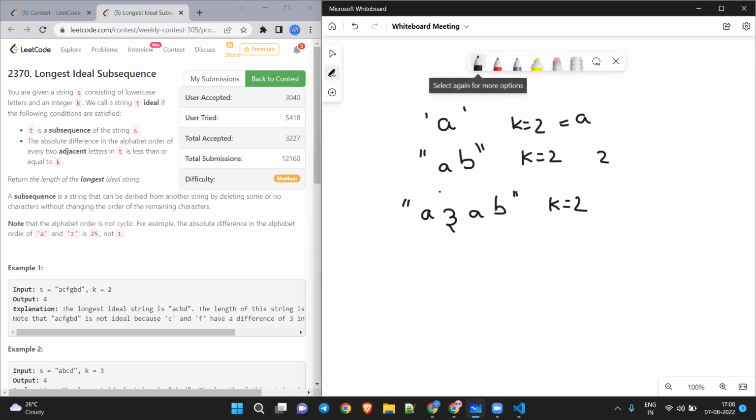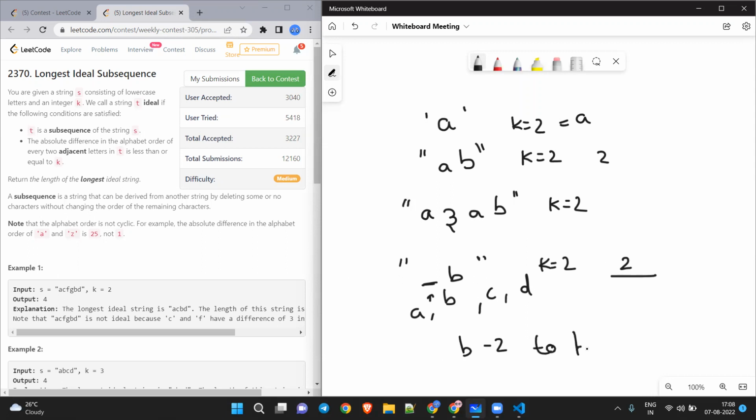Now, if I have some character here and a B, and K value equal to 2, and I say the longest ideal subsequence length is 2, what characters can we put so that we get an ideal subsequence of length 2? Yeah, we can put either A or B or C or D. So actually what we are doing is from B minus 2 to B plus 2, all the valid characters we can put in this place so that we can get an ideal subsequence.